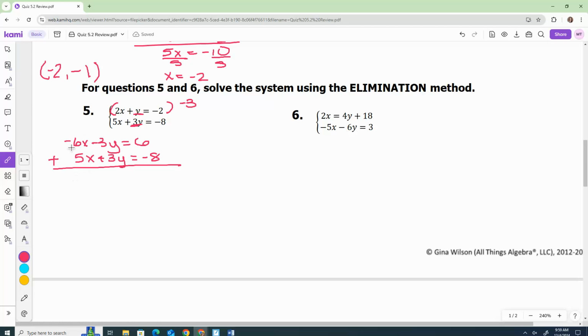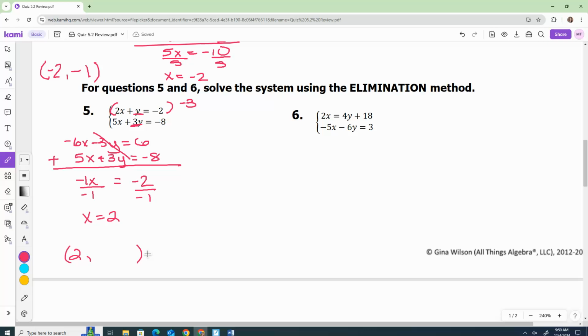Okay, if you're actually thinking about this as you add, you'll find out if you made a mistake. Negative 6 plus 5 is a negative 1. Negative 3 plus 3 is 0, so those are gone. 6 plus negative 8 is negative 2. So if we divide by negative 1, x is equal to 2. Again, we're looking for the ordered pair.